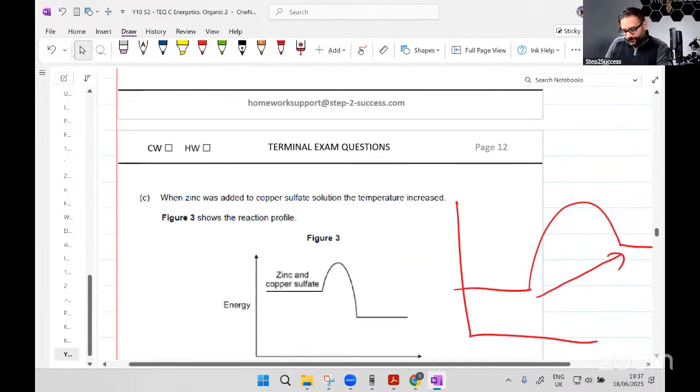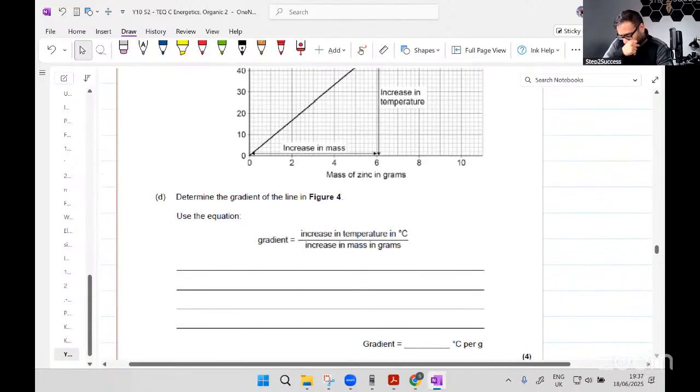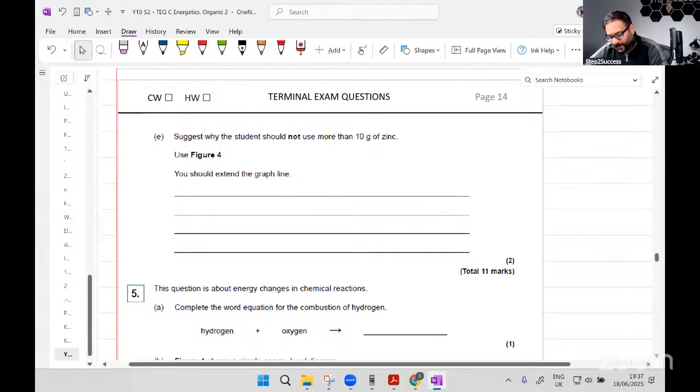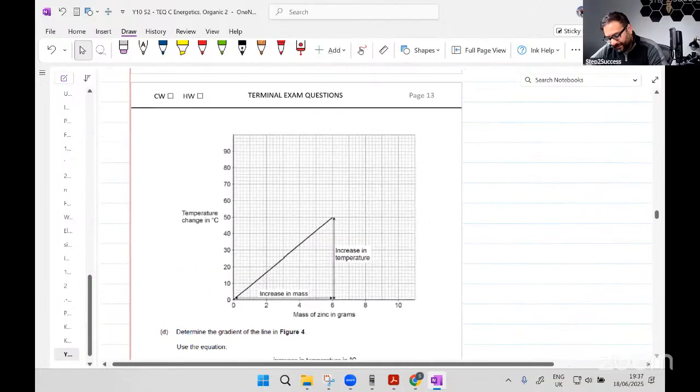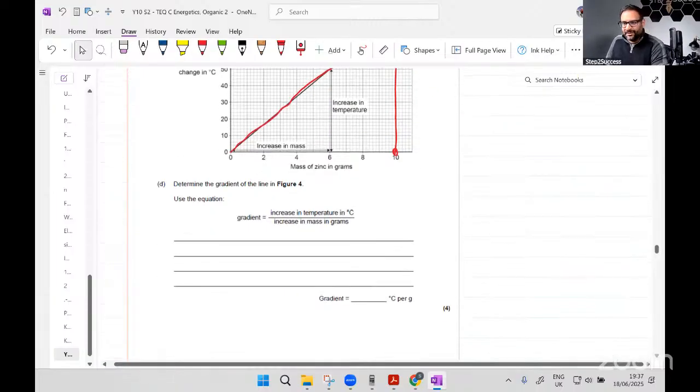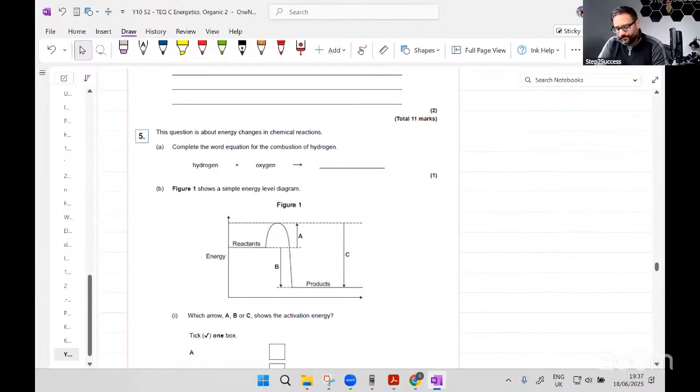Then there's a graph here. Determine the gradient of the line. I think you should be able to do that by reading the scale, so I'm not going to do that. Why you should not use more than 10 grams of zinc: according to this graph, if it continues like that and we use 10 grams of zinc, it's getting pretty hot, at 80 degrees. So you probably shouldn't do that because it might get dangerously hot. It's going to be too hot, too dangerous, that sort of thing. Right, that was for that.